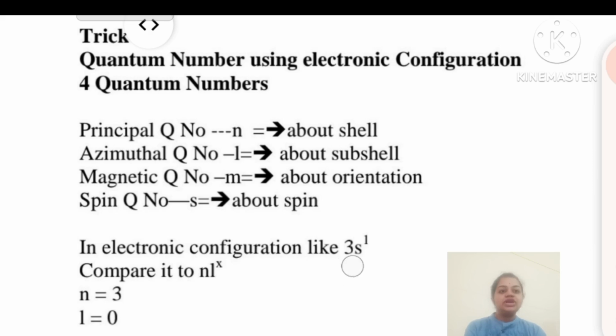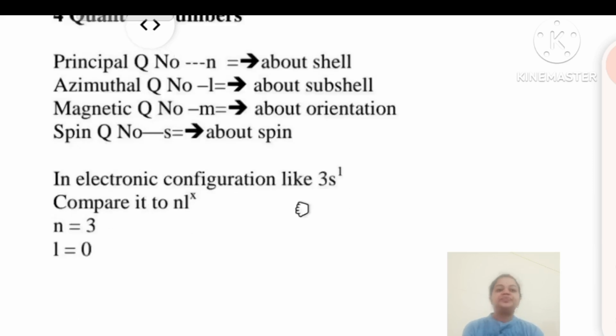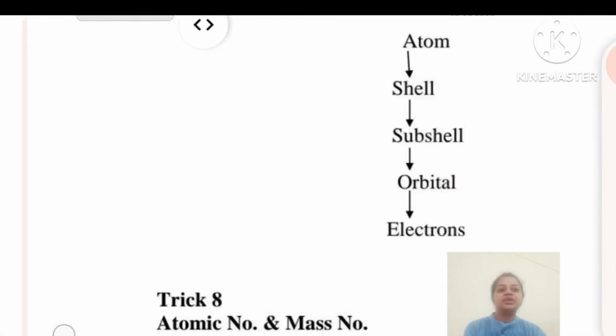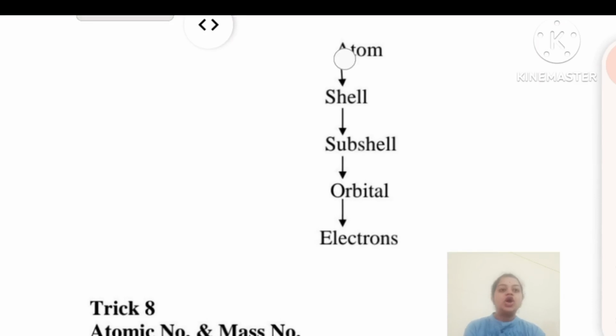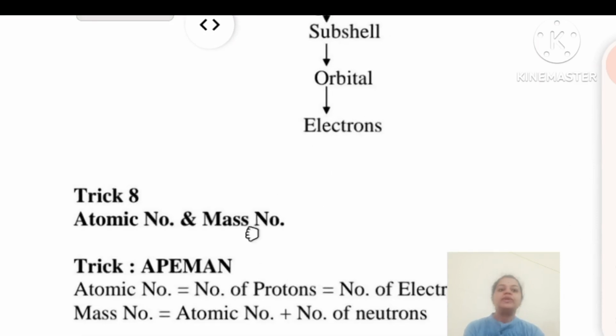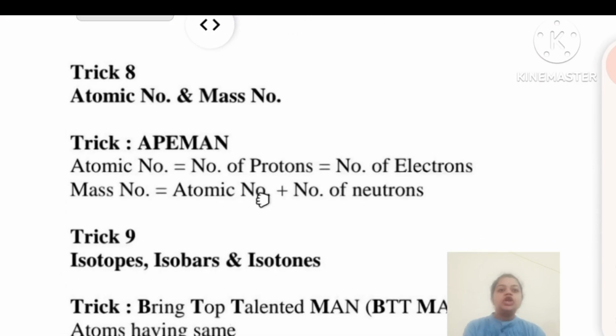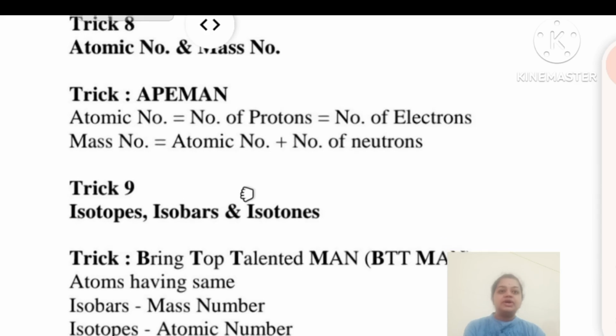See, in this configuration 3s1, 3 will be the number of shell N. Then, what about the azimuthal quantum number? If it is s, then L value will be 0. Next. See, in the atom, there will be shell, within the shell, subshell, within the subshell, orbitals, within the orbital, electrons are revolving.